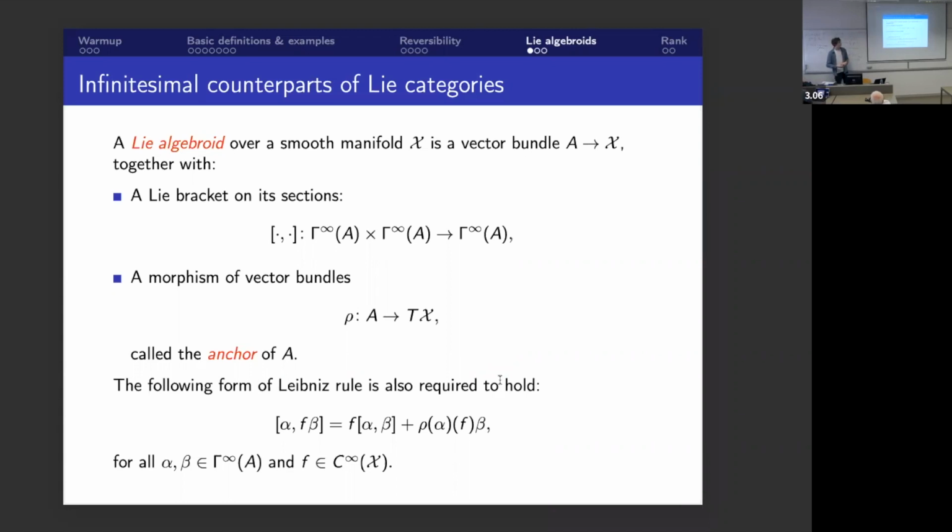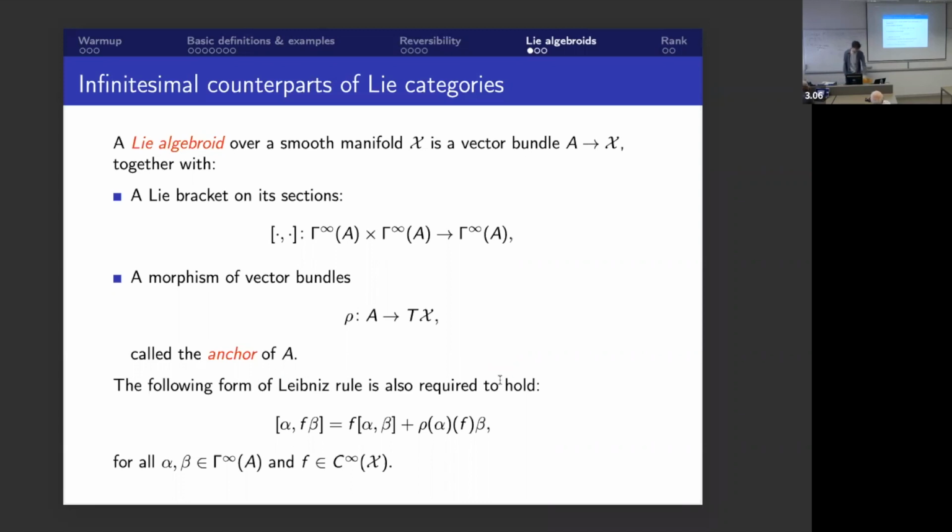Okay, of course, if you're talking about tangent bundles, these guys always come with Lie brackets, right? But not every vector bundle comes with a Lie bracket. And this is our way of kind of imposing the Lie bracket onto it. Okay. So this is an abstract definition.